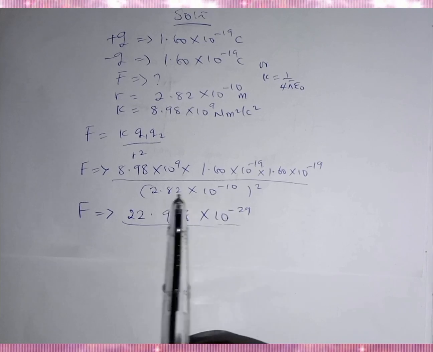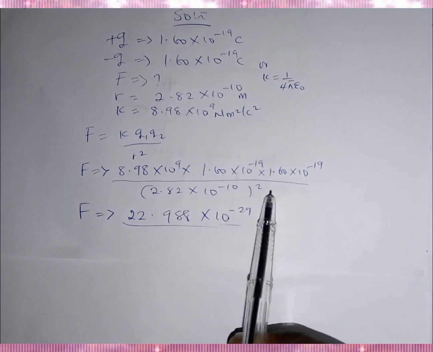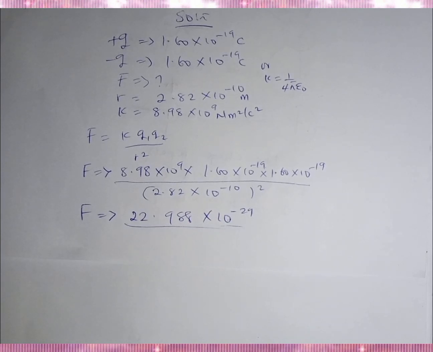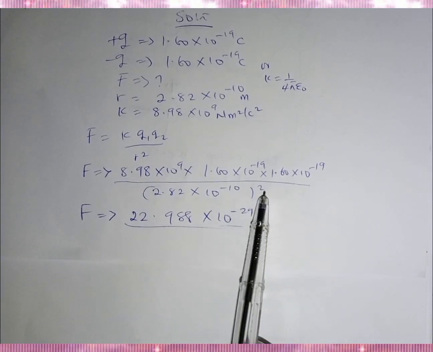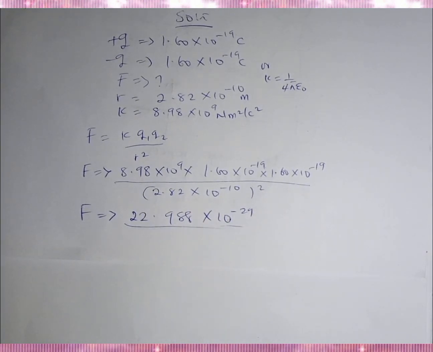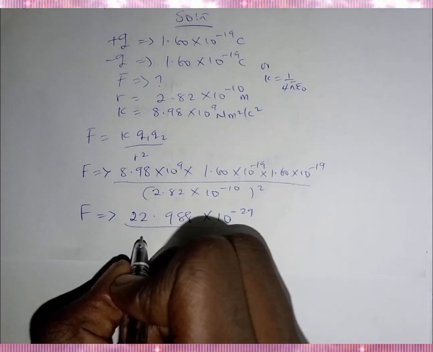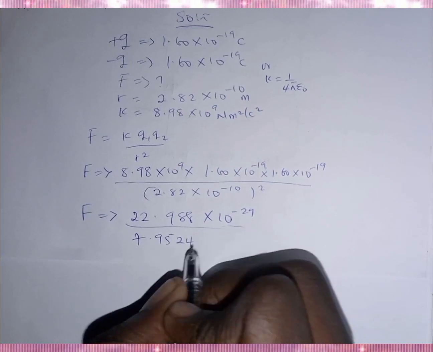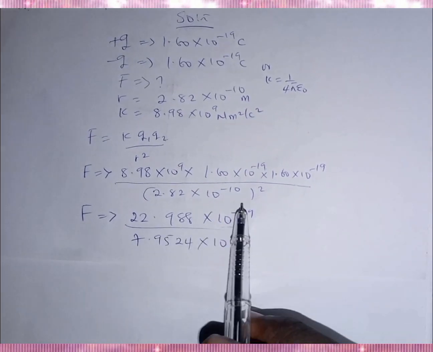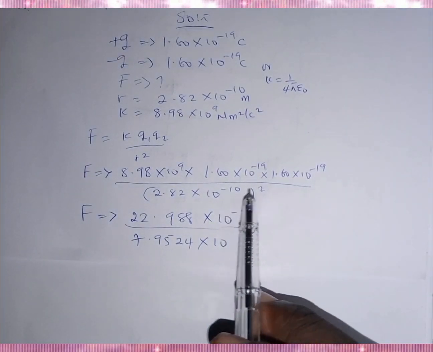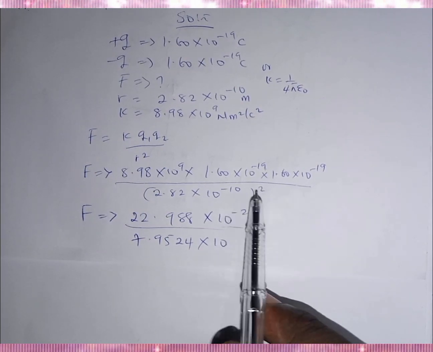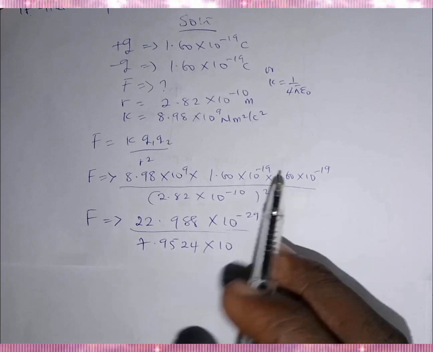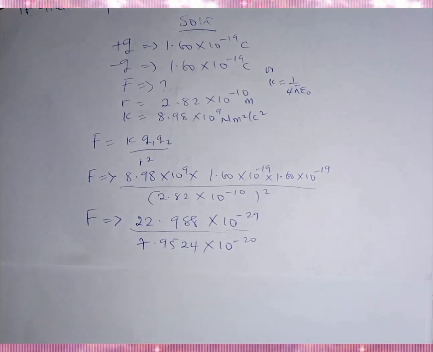Now let's solve this. We have to square each value. Now we have to square this 2.82. Why are we squaring? Because the square affects everything in the bracket. So 2.82 squared is 7.9524 times 10. Now we don't square a power. Instead, this is a power and this is a power. So power multiply power. Power don't square power. So therefore minus 10 times 2 is now minus 20.